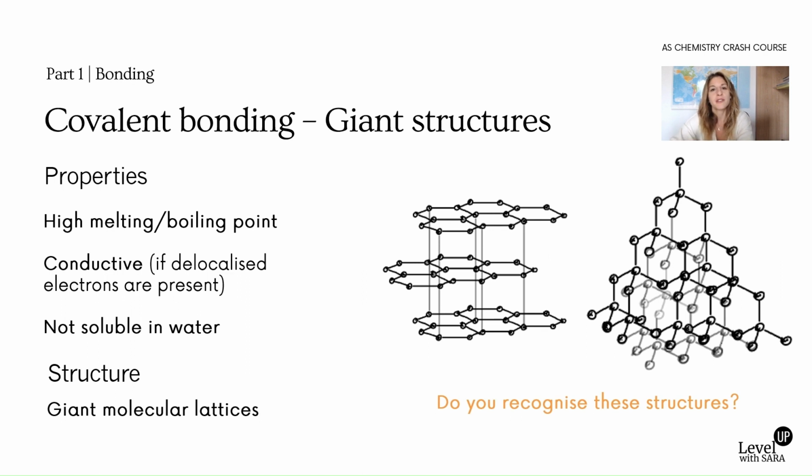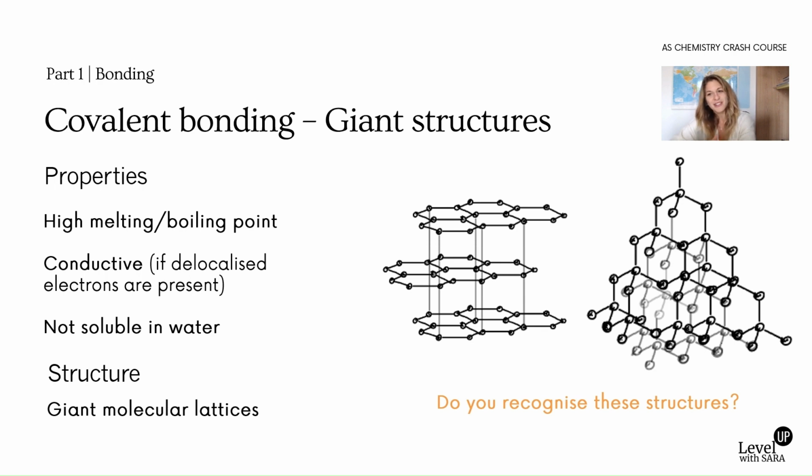There are some giant structures as well when we talk about covalent bonding. Giant structures, just like all the other structures we've seen, have high melting and boiling points, because when we change physical state, we're actually breaking those strong bonds. They're conductive only if delocalized electrons are present. They're not soluble in water generally. And they're called giant molecular structures because they're covalently bonded. So we're talking about molecules.